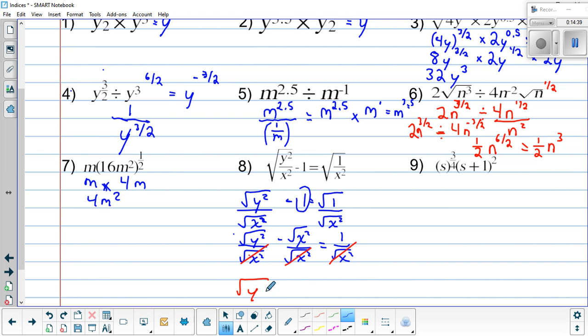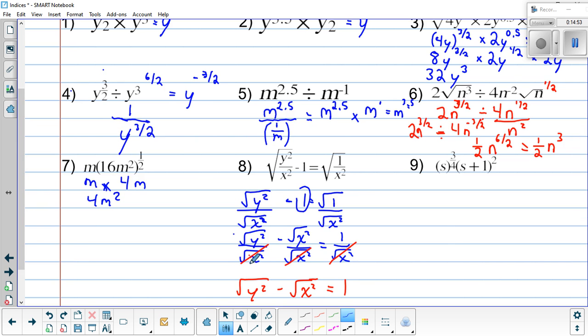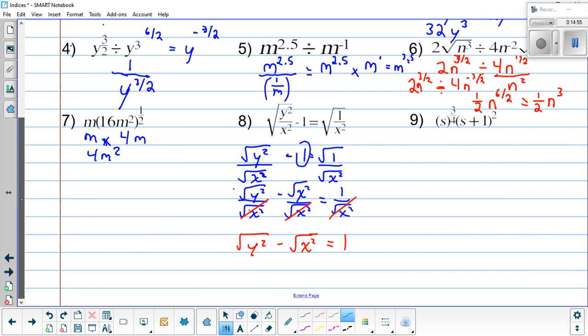So here, I'm just going to do this in red just to see what we have. Minus x squared, right? And this is equal to 1. So let's just apply those square roots that you really could have almost done at the beginning, but it's just a different way of simplifying I wanted to show you. So y squared minus x squared is equal to 1.